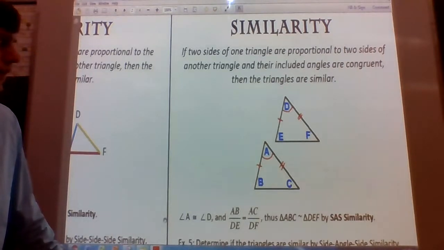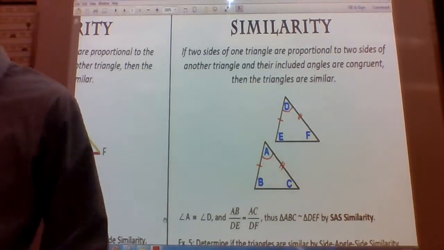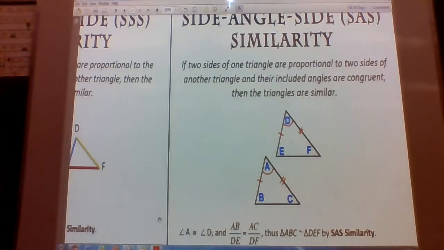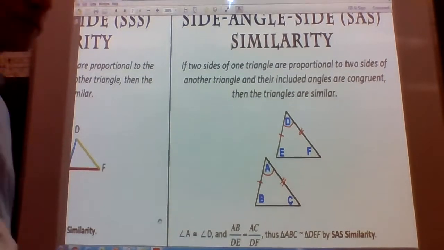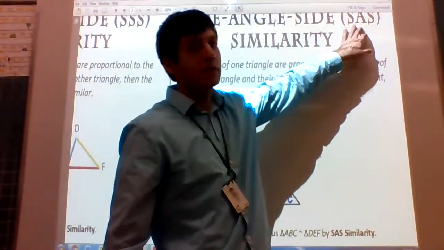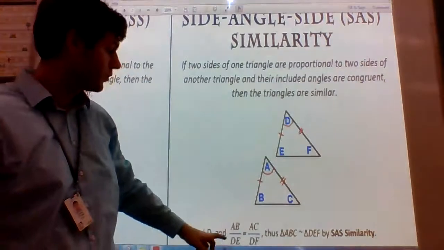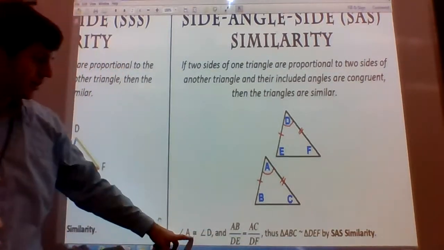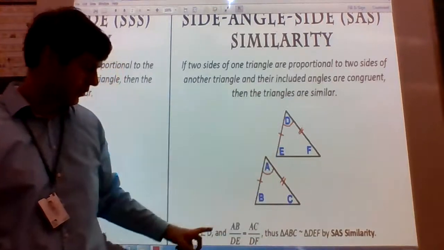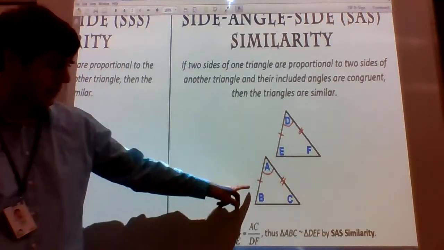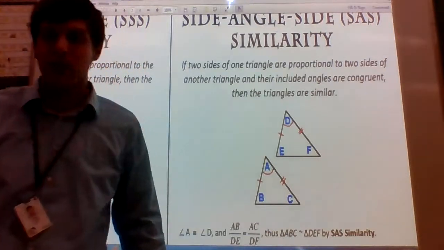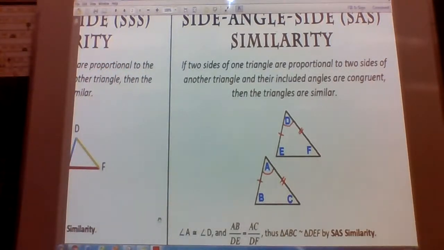Okay, last one is side angle side similarity. Which tells us that if we have, so side, angle, side, we're going to have two sides and an angle. That's what's going to be relevant here. So if we have one pair of angles that are congruent, here angle A and angle D are congruent, and if two pairs of sides are proportional, then the triangles are similar by side, angle, side.